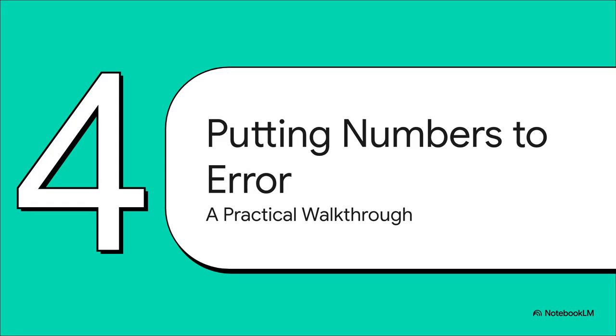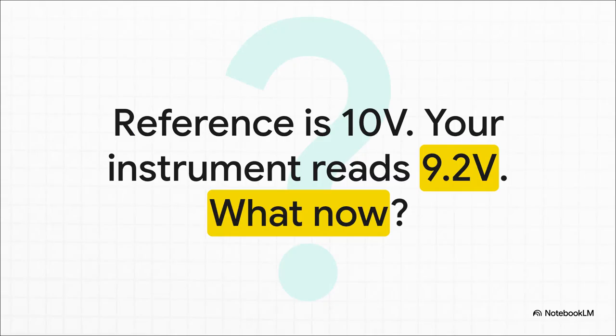Okay, that's enough theory for now. Let's get our hands dirty and see how this all plays out in a real-world lab scenario. So picture this. You're in the lab. Your trusted voltage source is set to a perfect 10 volts. You know this for a fact. But you look down at your multimeter and it reads 9.2. What do you do now? How do you professionally and scientifically quantify this difference?